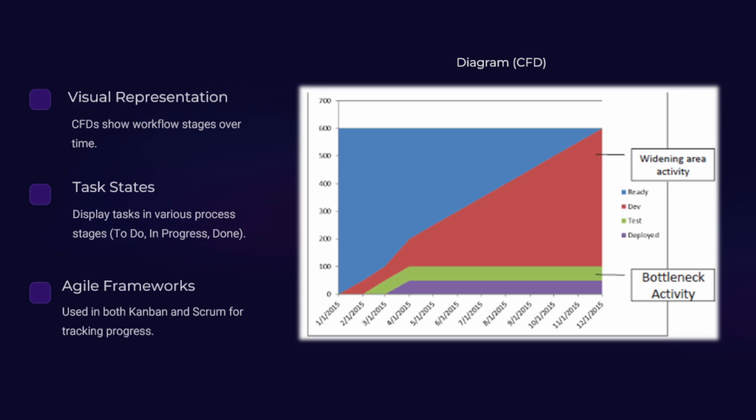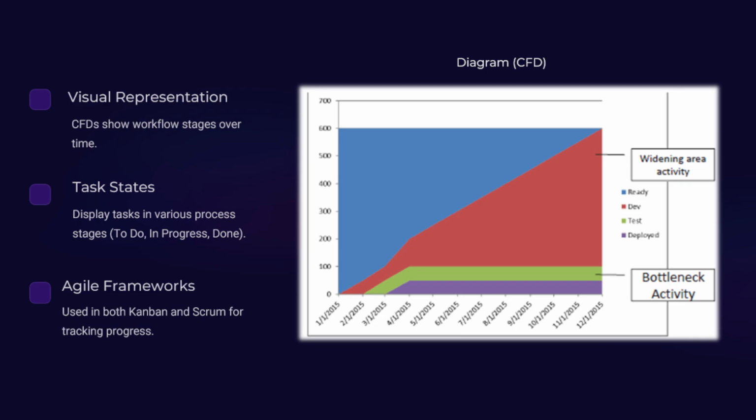A flow diagram, or CFD, is a visual tool that tracks the flow of tasks through various stages of the workflow. It shows the number of tasks in each state, such as, for example, to do, in progress, done, over time. So CFDs are good tools used in agile methodologies like Kanban and Scrum to monitor progress and analyze workflows.